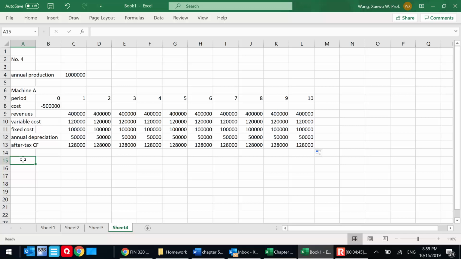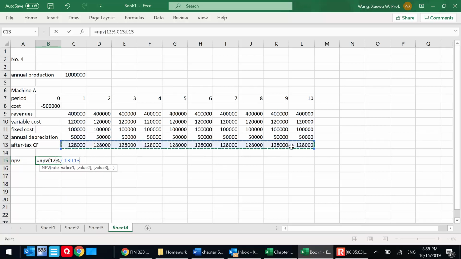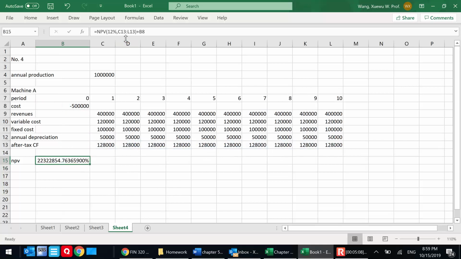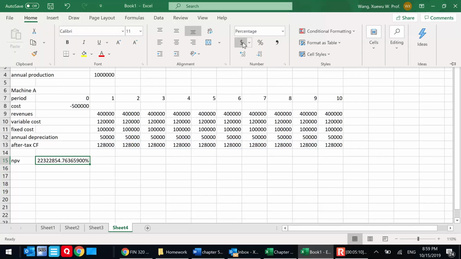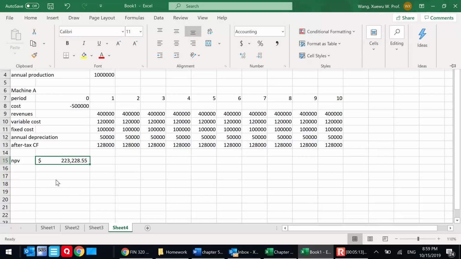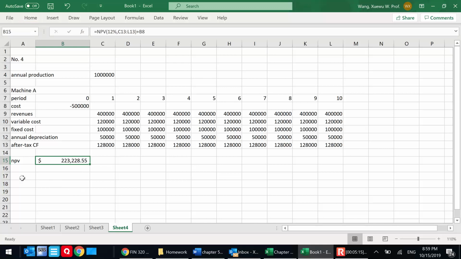And let's look at the NPV for machine A. This is going to be equal to NPV. The rate is the discount rate, which is 12%. The values are the after-tax cash flow, and put back the initial investment. So that's your NPV for machine A. That is $223,228.